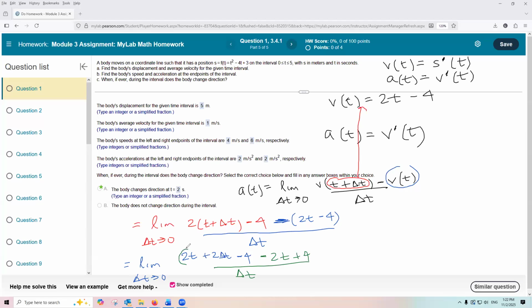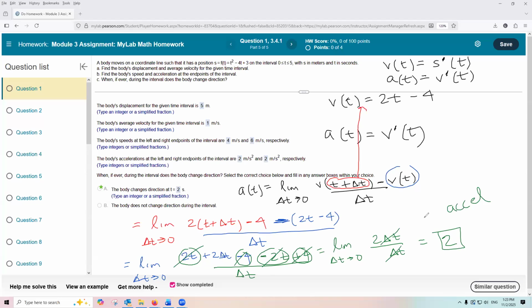All right, looks like here's a 2t, subtract 2t, so those cancel. Subtract 4, add 4, those cancel. So it looks like we have the limit as delta t goes to 0 of 2 delta t over delta t. Well, of course, these delta t's cancel. I'm ending up with just 2. So the acceleration here is equal to 2.